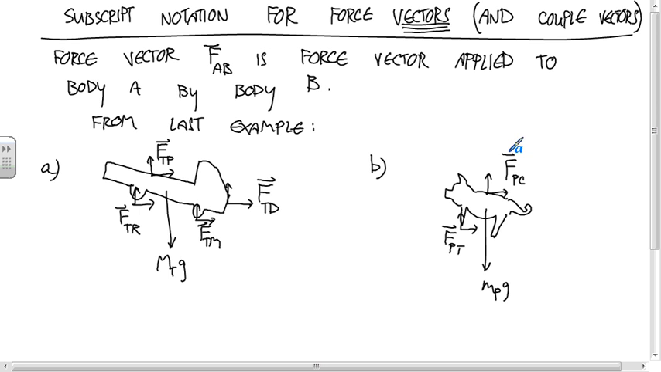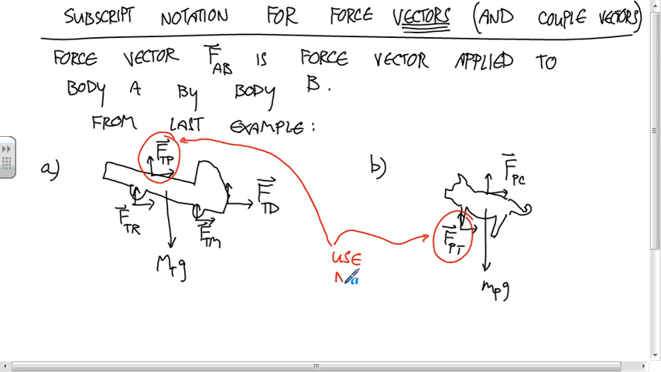Okay, and the benefit of this is that it makes it really easy to spot cases where we're dealing with a force vector on A by B and another force vector in a different set of equations on B by A. That's when Newton's third law applies. You can see it here in this and this. And so this is where we're going to end up using Newton's third law.